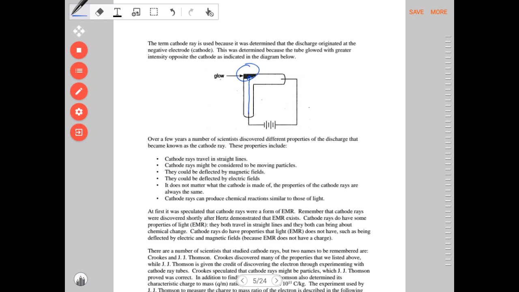Okay, over the next few years, scientists discovered different properties about the discharge that became known as the cathode ray. These properties were: cathode rays travel in straight lines. Cathode rays might be considered to be moving particles. They can be deflected by magnetic fields. They can be deflected by electric fields.